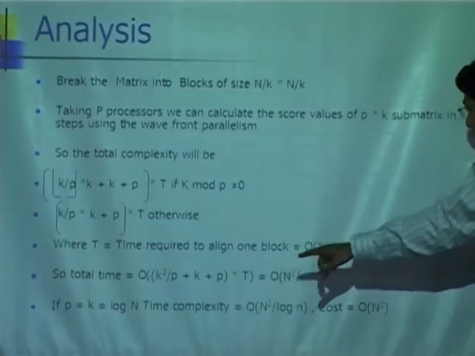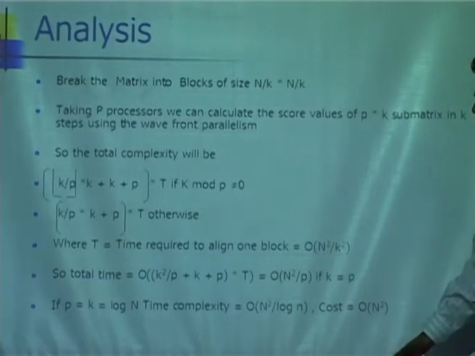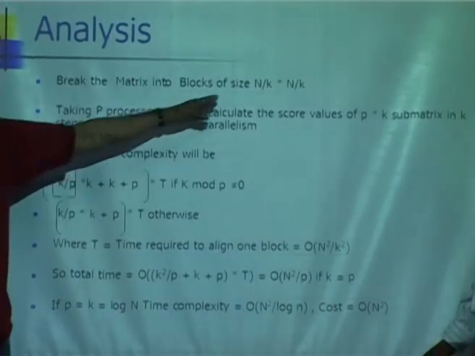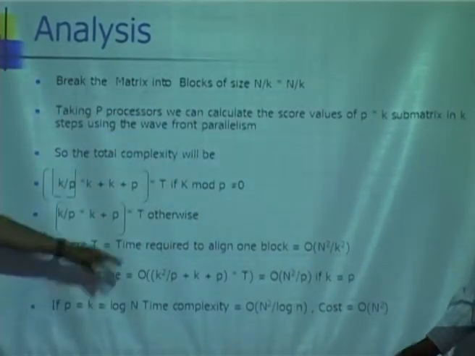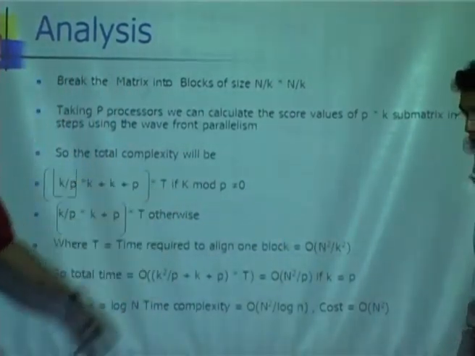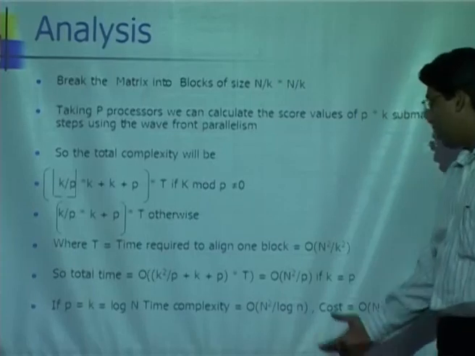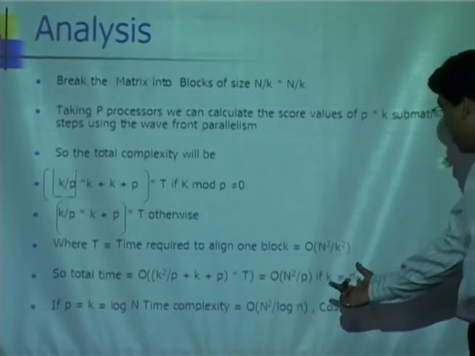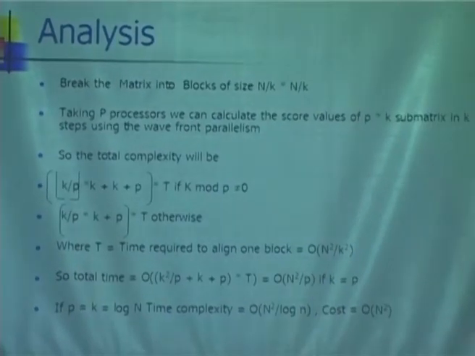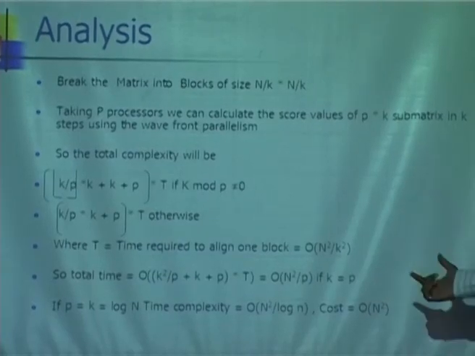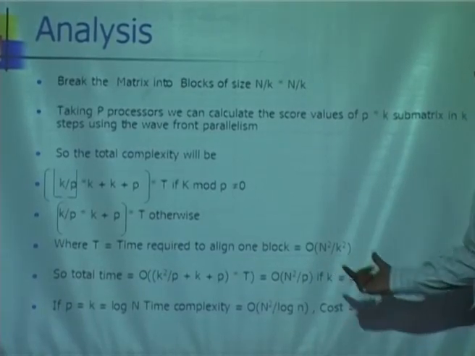Now because we are using the usual dynamic programming matrix, aligning n cross k into n cross k takes n square upon k square time. So multiplying it by t, we get the total time complexity. If we take log n processors, the time complexity is order of n square by log n. And if we calculate the cost, it is order of n square. So it is cost optimal.